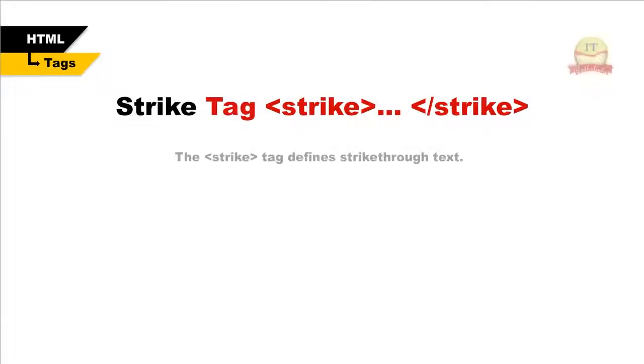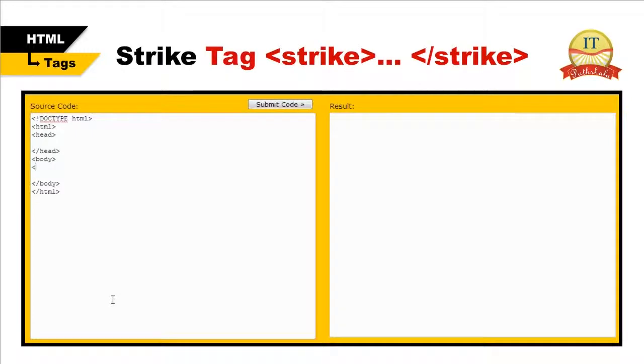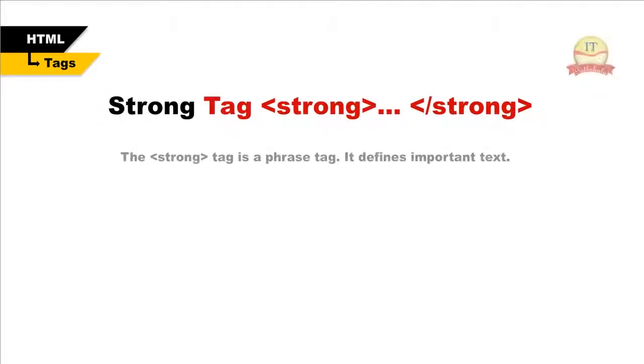Strike tag. The strike tag defines strike-through text in an HTML document. Strong tag. The strong tag is a phrase tag. It defines important text in an HTML document.